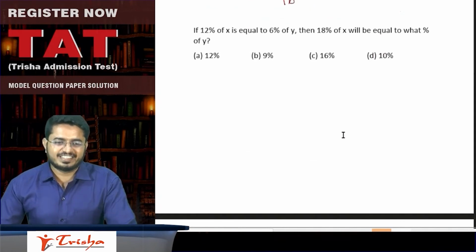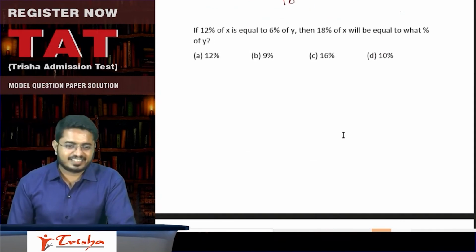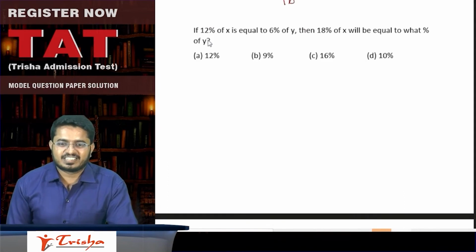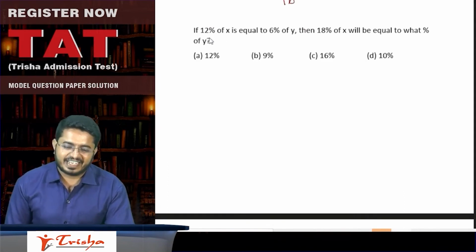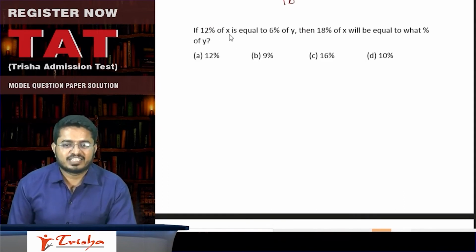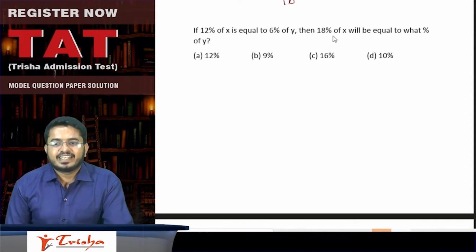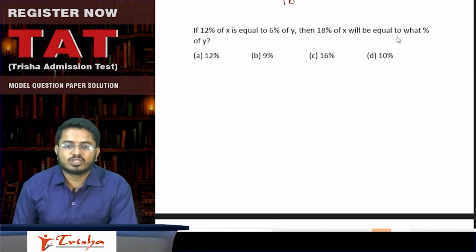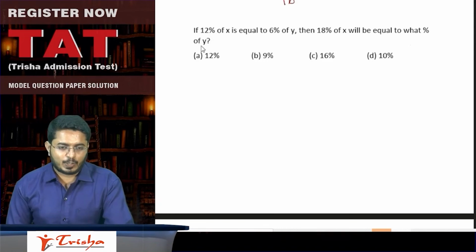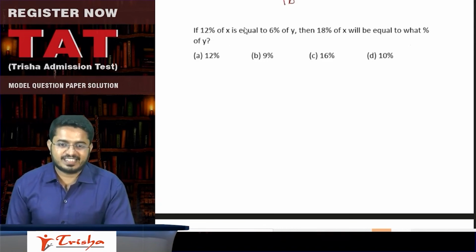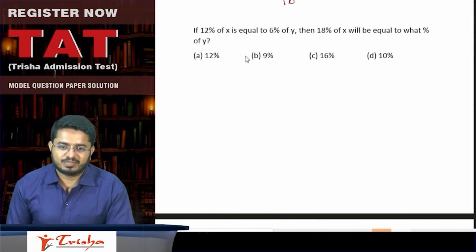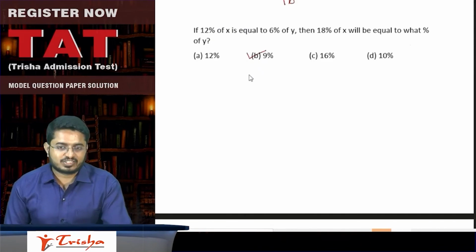You don't need anything here. Just logical reasoning. If you understand the question correctly, you'll tick the answer directly. See here, if 12% of X is equal to 6% of Y, then 18% of X will be equal to what percent of Y? What does he essentially say? Half of 12% is 6%. Half of 18% is how much? 9%. Let me prove this to you.